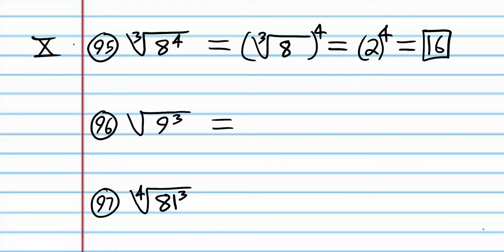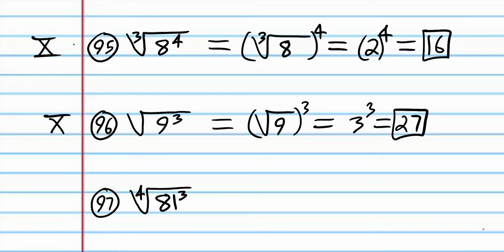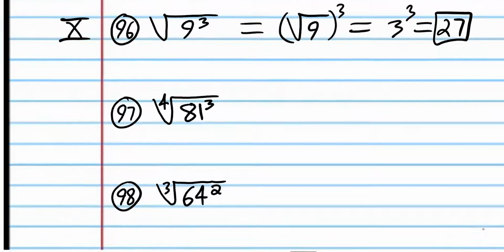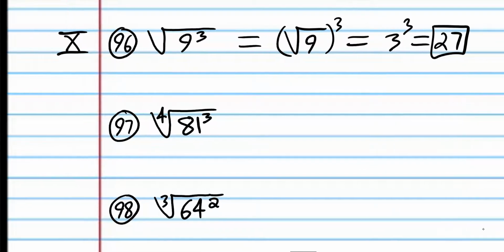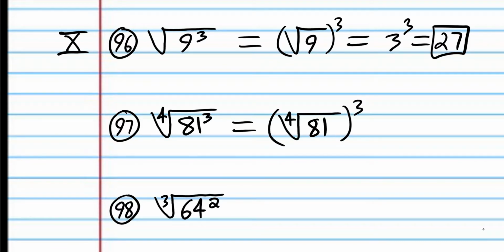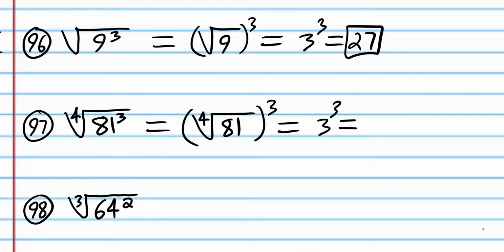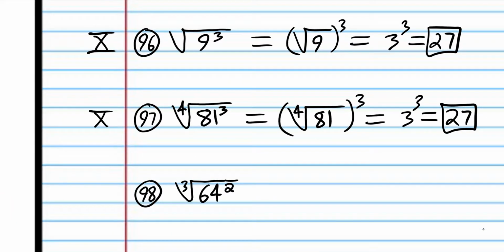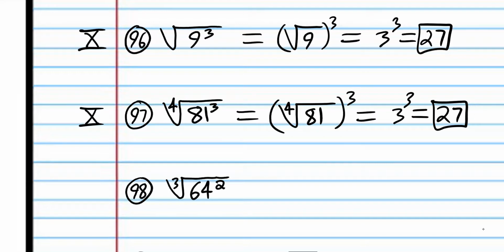All right, we're back. So I'm going to put the power on the outside, and now square root of 9 is 3, and 3 to the 3rd power is 27. So if you got that one right, good job. Okay, try 97, and when you come back, we'll do it together. All right, we're back. So I'm going to put the power on the outside. Now the 4th root of 81, that's just going to be 3. And so we have 3 to the 3rd power, which is again 27. So if you got that one right, good job. That's rule number 10. Try 98, and when you come back, we'll do it together.